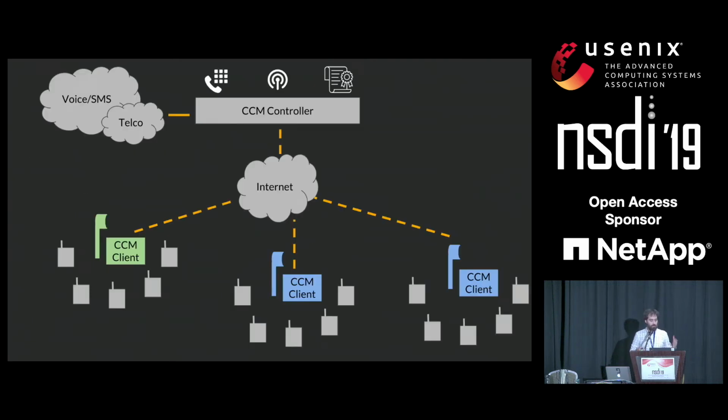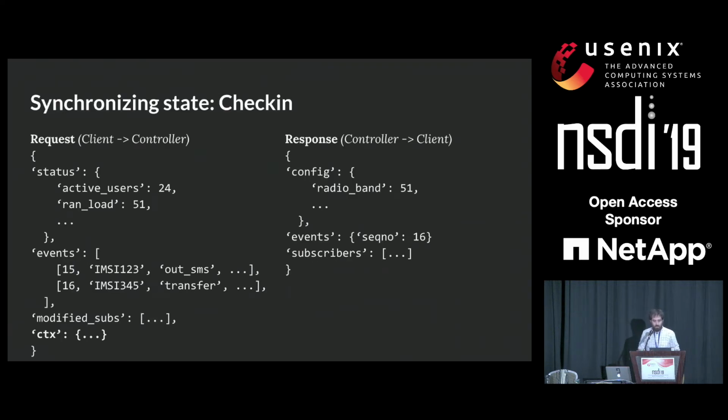Now, when we move to this architecture, we've introduced a new problem for ourselves, and that's how we manage state. And so there's two key types of state in our architecture. The first is per-site state, and the second is per-subscriber state, most critically billing state. So the mechanism we use for state synchronization in CCM is what we call the check-in. Every minute, every CCM client sends an HTTP request to the CCM controller consisting of the status of that site. So these are things like the temperature, the number of users that are active in the site, and any user activity that's taken place since the last check-in.